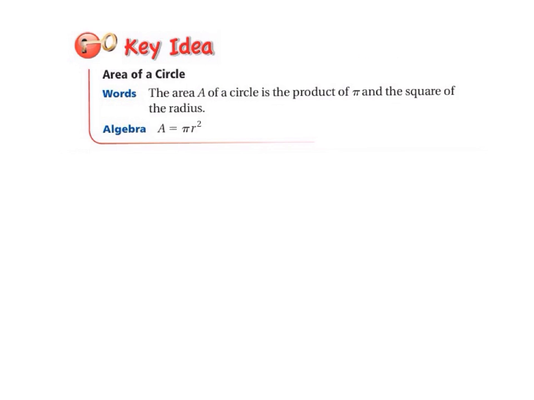Write the following key idea in your math notebook. The area of a circle, A, is the product of pi and the square of the radius. In algebra, that looks like a capital A equals pi r squared. Be sure you write everything exactly as it appears.